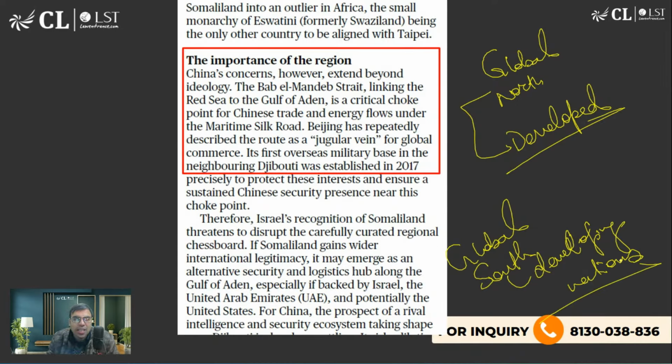I'll keep on discussing. Yes, see, this is Bab al Mandab Strait, Red Sea, Gulf of Aden, I was telling you about this. Jugular vein, what do we call jugular vein, the vein of the neck. So if you cut that, the person will die. So that's the jugular vein. It means the most important vein of your body. So China is having a military base in Djibouti. So China is also very fearful if there will be more increased presence of Israel or something like that.